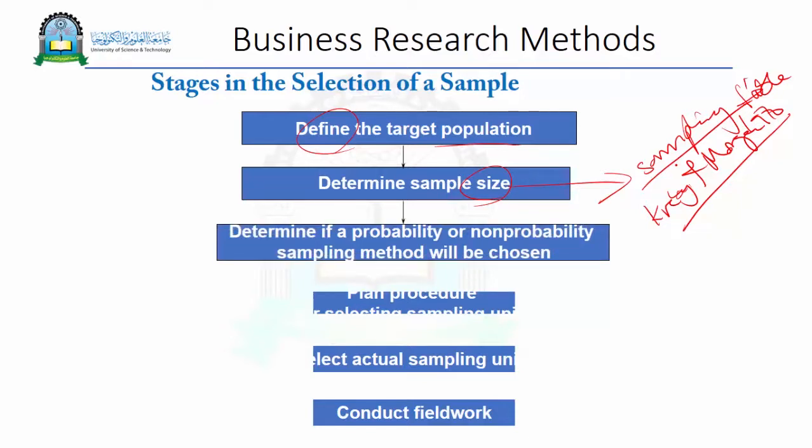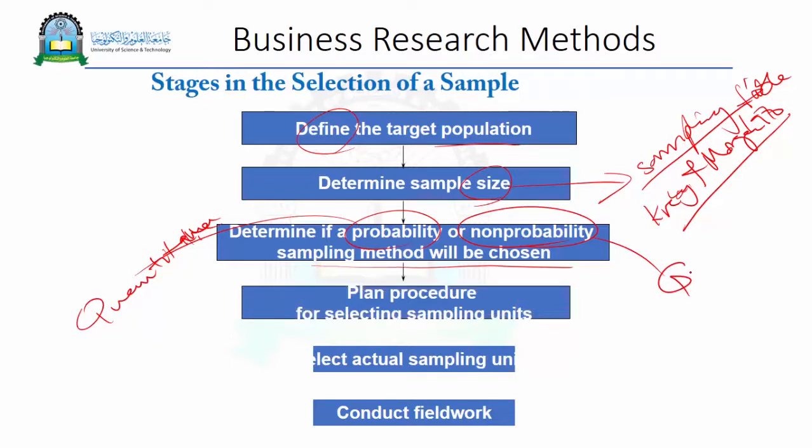The third thing is to determine the probability or non-probability sampling method that will be chosen. Either you go for probability or for non-probability. Mostly for quantitative research, we go for probability, and for qualitative research we go for non-probability sampling.